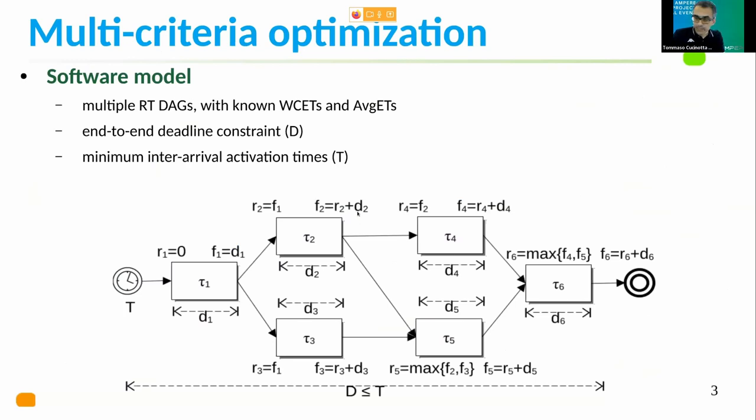Fundamentally, we deal with a software model that is based on directed acyclic graphs, which have real-time constraints. We have a multitude of applications, where each one can be modeled as a directed acyclic graph, as in this picture, where we know the resource consumptions of each of these computational nodes, and the communication requirements across different computational nodes. We also know the end-to-end deadline to be respected by this computational graph on the platform.